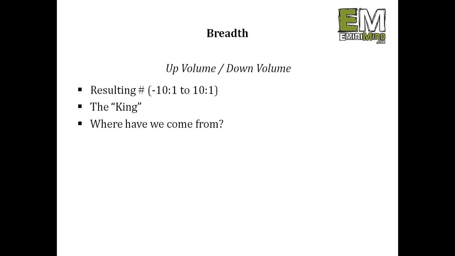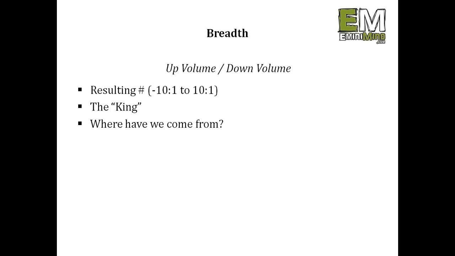I would just jot down the market breadth, and then I would be able to get a sense of, okay, well, we've opened at -3 to 1. So 3 times as much volume is flowing into down stocks as up stocks. Maybe that means we gap down.